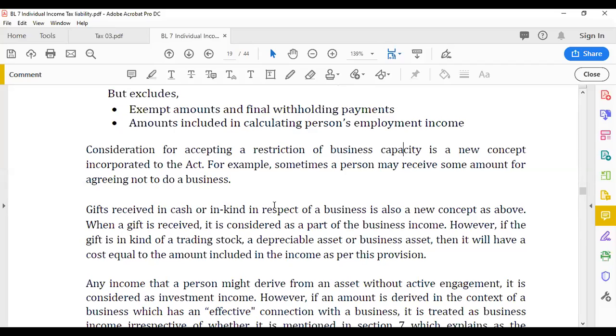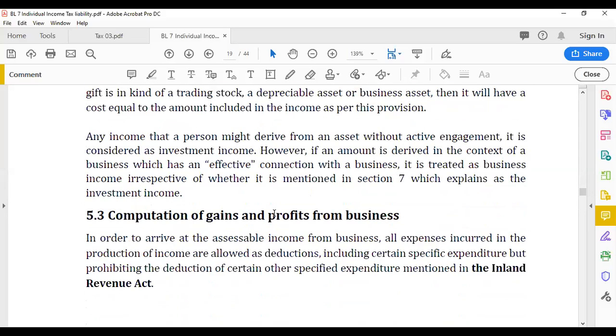When a gift is received, it should be considered as a part of its business income. However, if the gift is in kind of a trading stock, a depreciable asset or a business asset, then it will have a cost equal to the amount included in the income as per the provision. So we have to take the gift as its cost, market value.